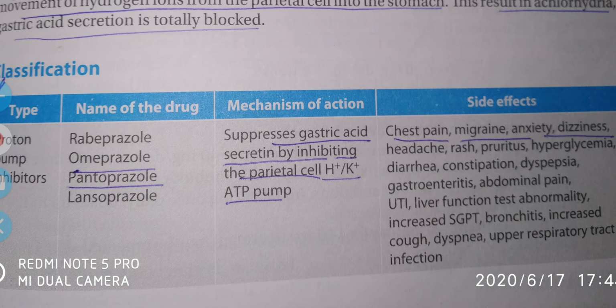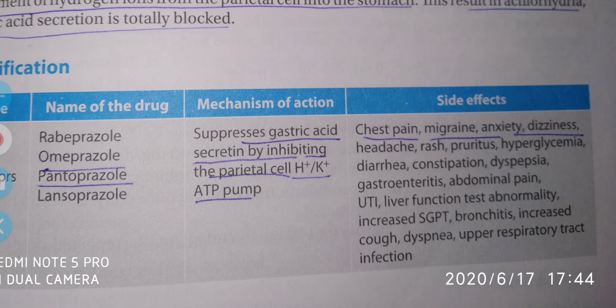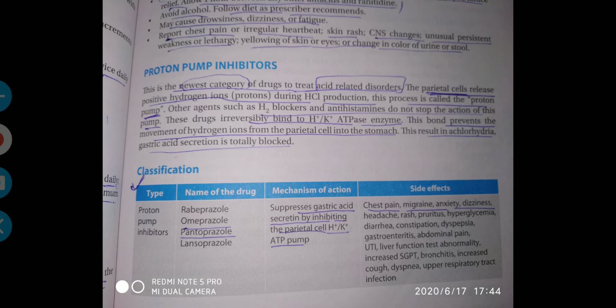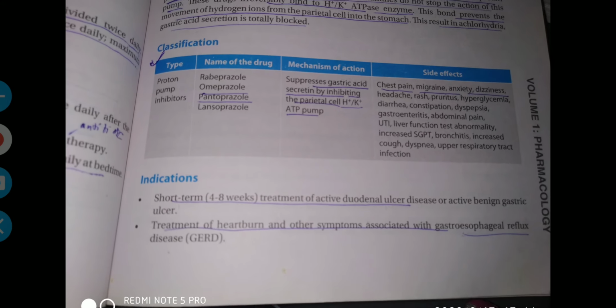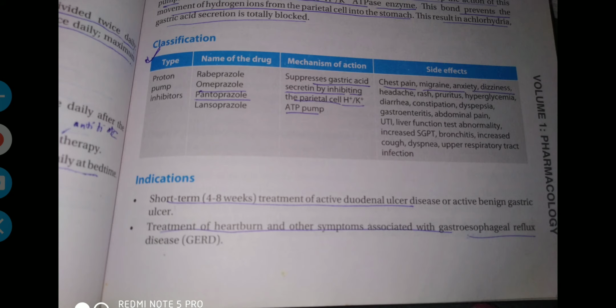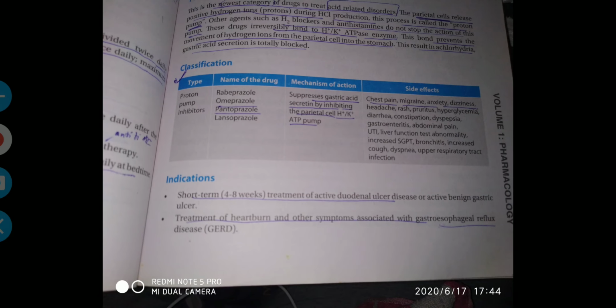Side effects can be chest pain, migraine, anxiety, weakness, rash, psoriasis, hypoglycemia, diarrhea, constipation, dyspepsia. Mainly the side effects like anxiety are related to the nervous system, migraine, headache, UTI also, and liver function test abnormality. The indication can be short-term, 4 to 8 weeks, treatment of active duodenal ulcer or active benign gastric ulcer. We can use it in treatment of heartburn or other symptoms with gastroesophageal reflux, GERD, and duodenal ulcer.